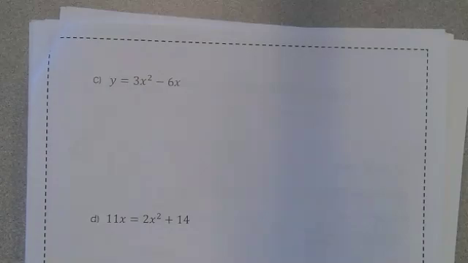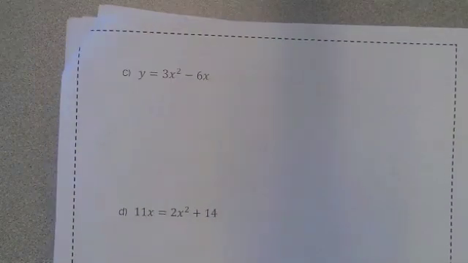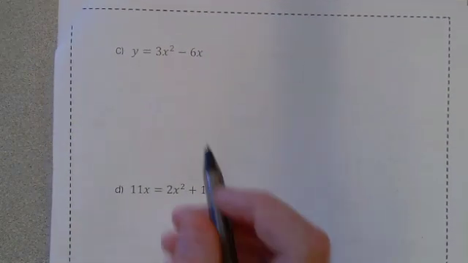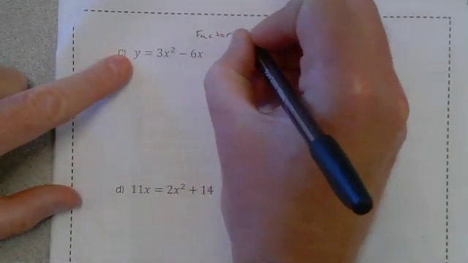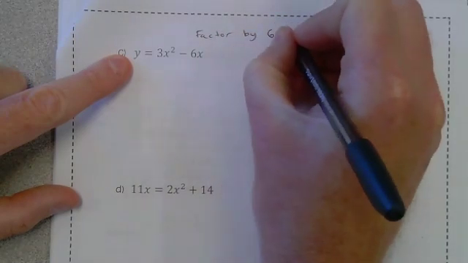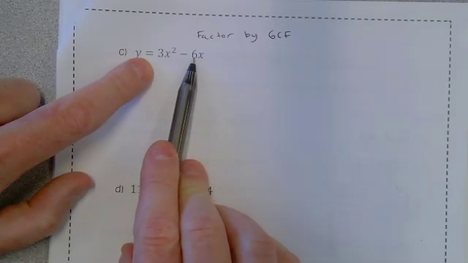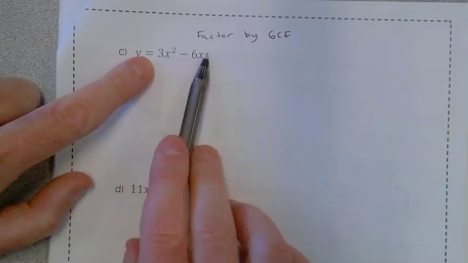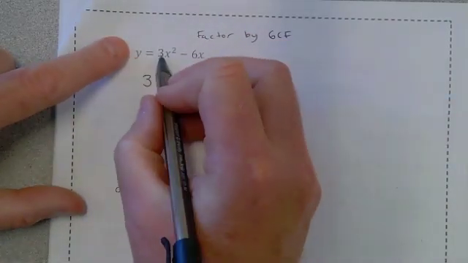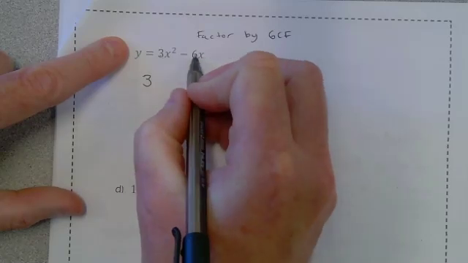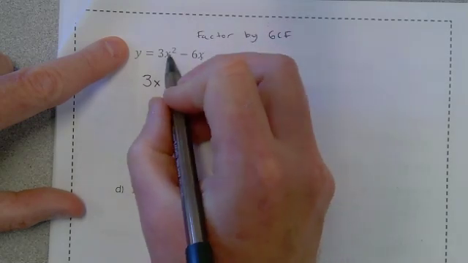All right. So when we look at these three examples, examples C, D, and E from the other day, this first example, I notice we can factor by GCF, greatest common factor, because 3 and 6 have a common factor, and I have x's in both places. So I'm going to factor out a 3, because 3 can go into 3 and 3 can go into 6. I'm also going to factor out an x because I have an x here and two x's here.